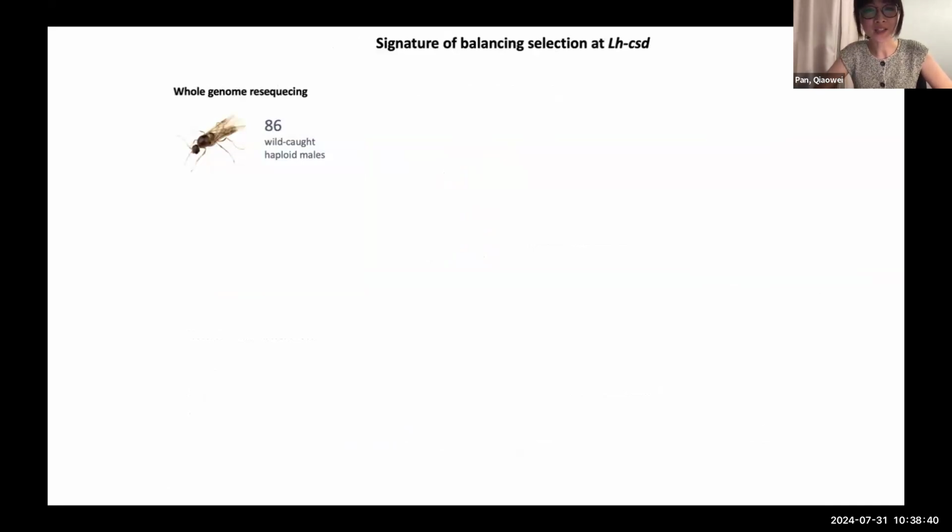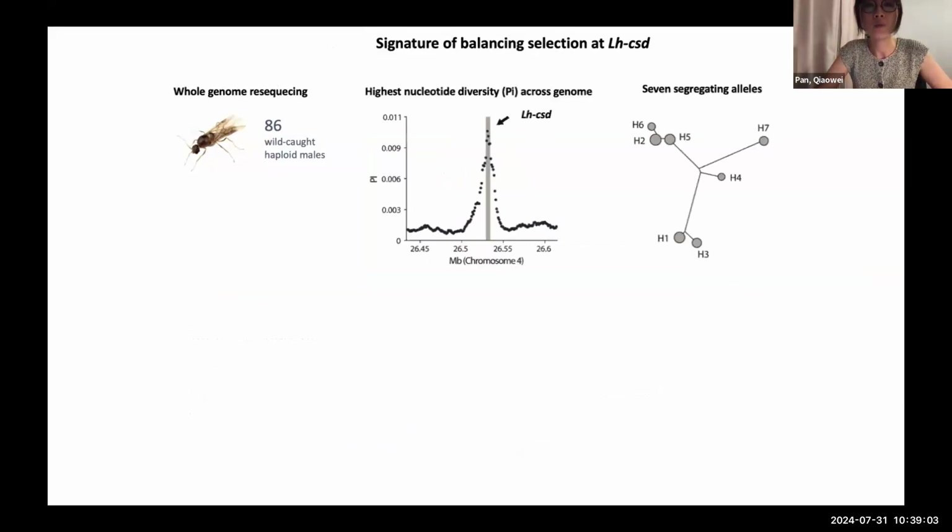Because we identified the sex locus within laboratory crosses, we also wanted to capture the sequence dynamics and diversity of this locus in the field. So we collected 86 haploid males from the field, which are the normal males. Then we sequenced the genomes and estimated population genomic parameters across the genome. What we found was that the sex locus showed the highest level of nucleotide diversity across the entire genome. And with the same data, we were able to identify 7 different alleles at the sex locus.